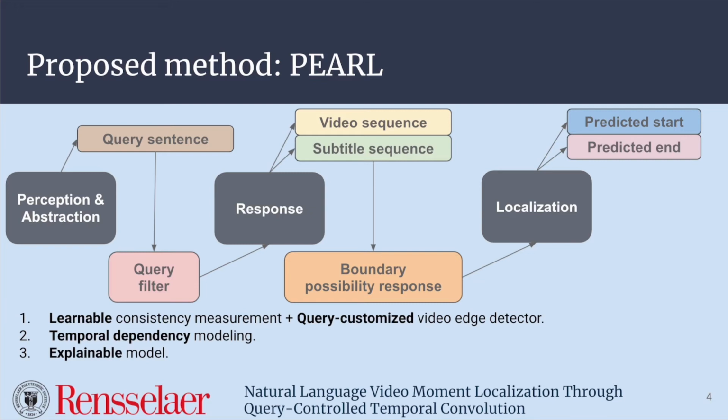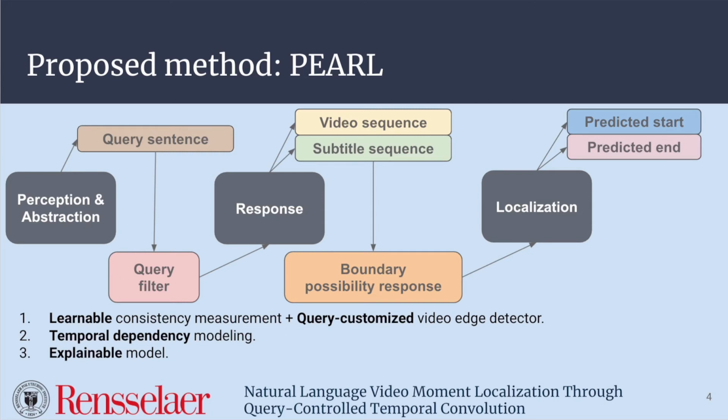Based on these challenges, we treated the video boundaries to be as similar as the edge pixels in the image processing area. The thing is that there are no salient segments that are self-distinguishable if we are not given a query. Therefore, we need to learn a query-customized video boundary detector, which we call a query filter.